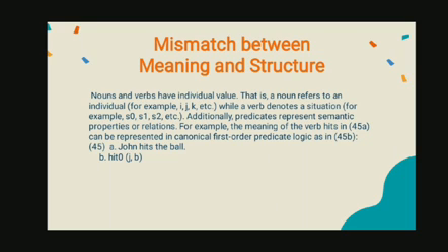Mismatch between meaning and structure. Nouns and verbs have individual values. That is, a noun refers to an individual, for example, i, j, k, etc., while a verb denotes a situation, for example, s0, s1, s2, etc. Additionally, predicates represent semantic properties or relations. For example, the meaning of the verb hit in 45A can be represented in canonical first-order predicate logic as in 45B. 45A: John hit the ball.